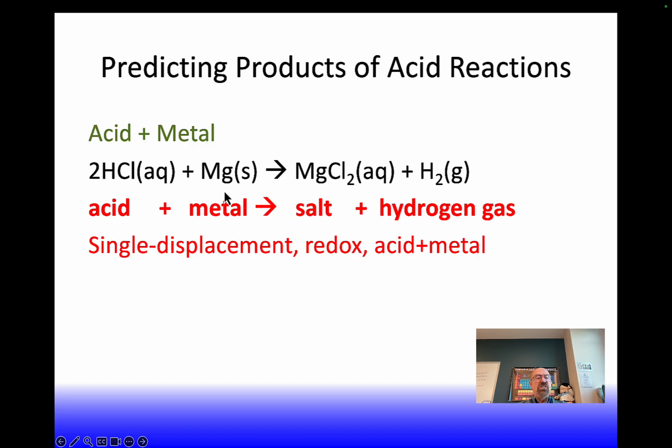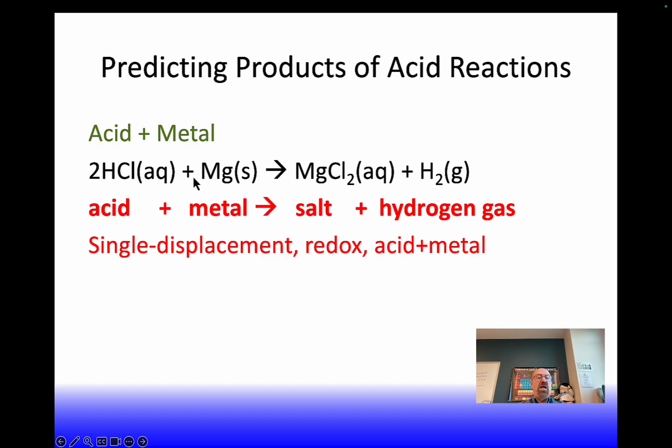Here's another reaction you need to know, acid plus metal. Here's hydrochloric acid with magnesium, making magnesium chloride and hydrogen gas. You can see acid plus metal makes a salt and hydrogen gas. This has got three different reaction types. I like ones with three. Hint, this is clearly a single displacement reaction. Acid plus metal, that's an acid, that's a metal, and it's also redox, so oxidation reduction.